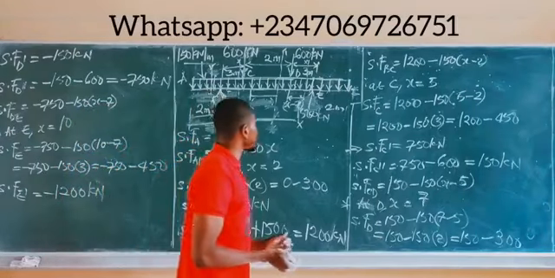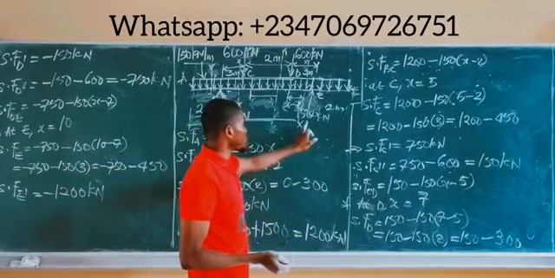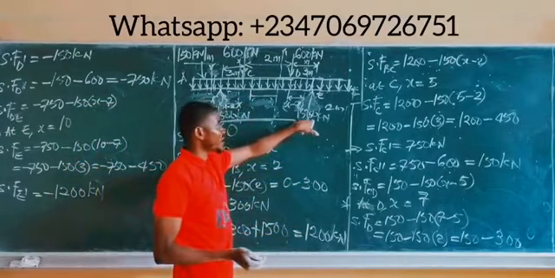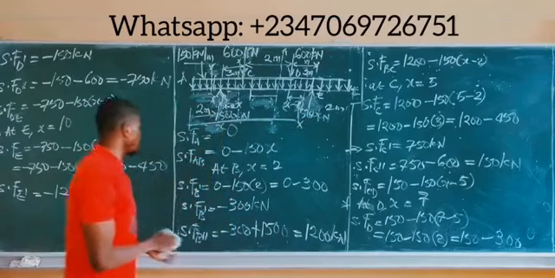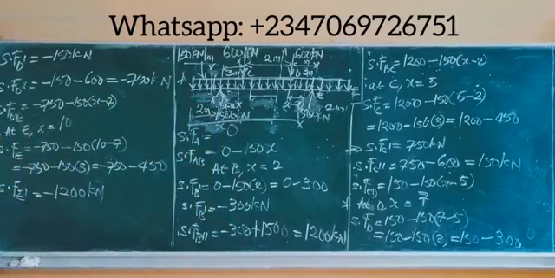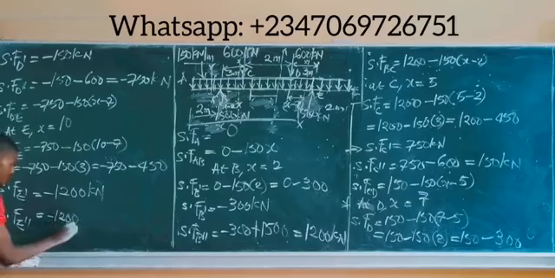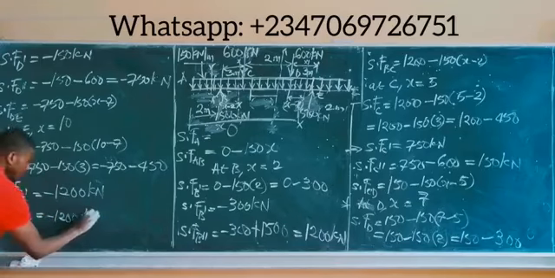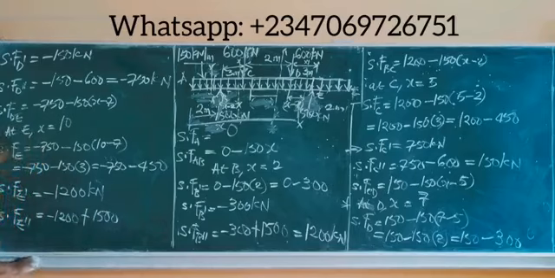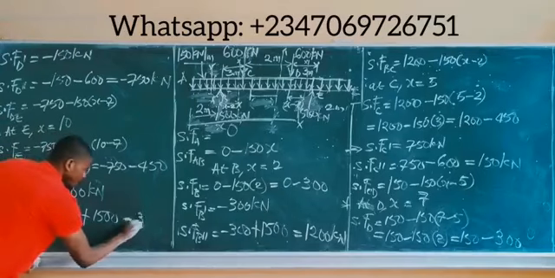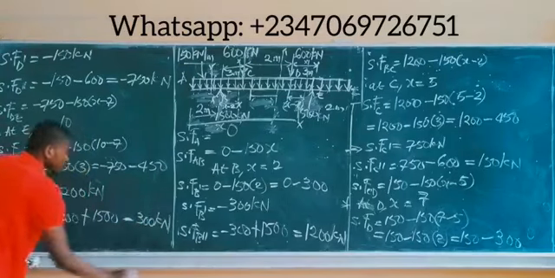Okay, so notice now that at point E, we have an upward force of 1,500 kilonewtons. So shear force E prime prime, which means finally at point E, simply gives us minus 1,200 plus what we have here, which is 1,500. Therefore, shear force E prime prime is simply equal to 300 kilonewtons.